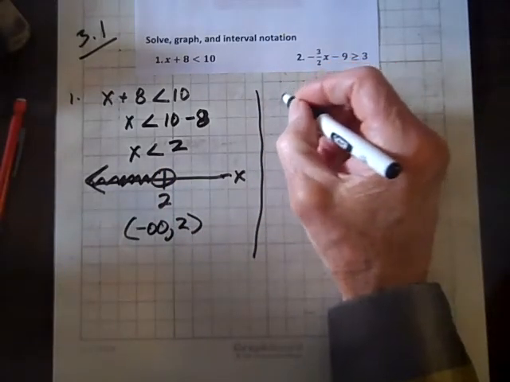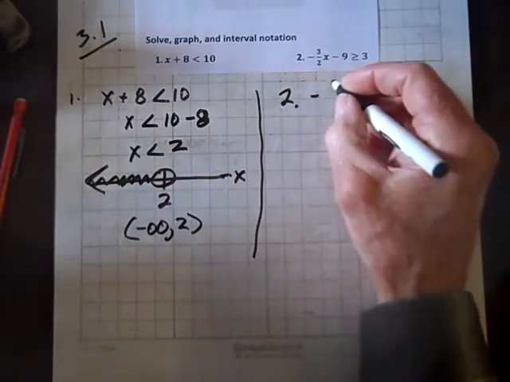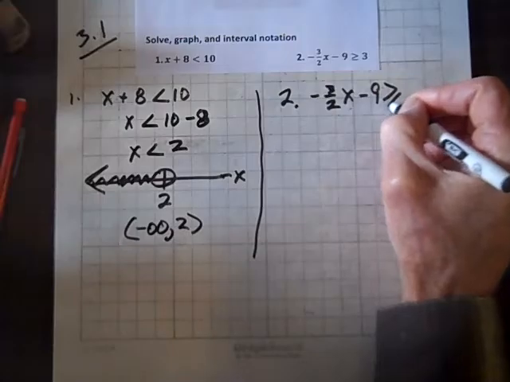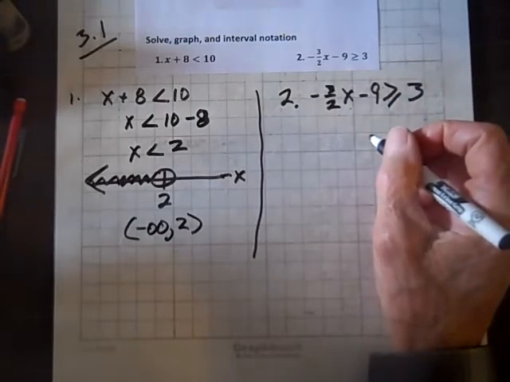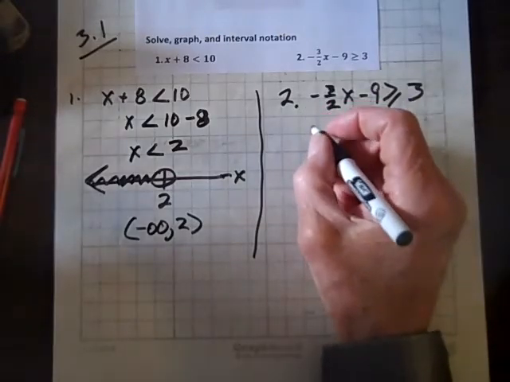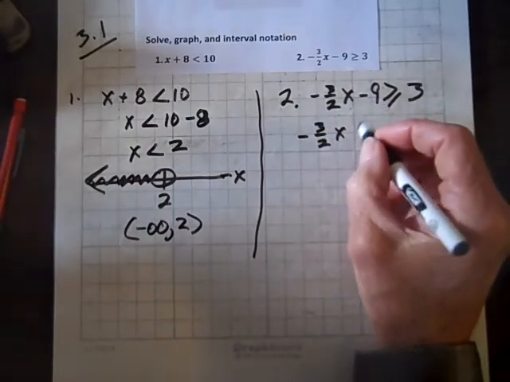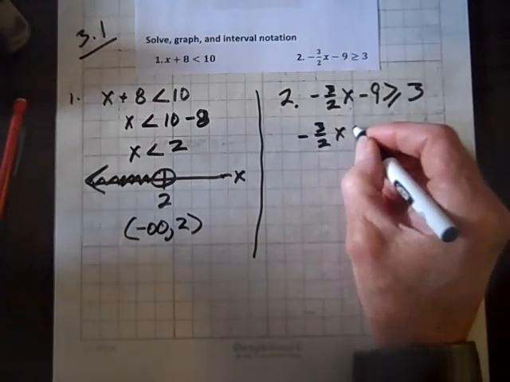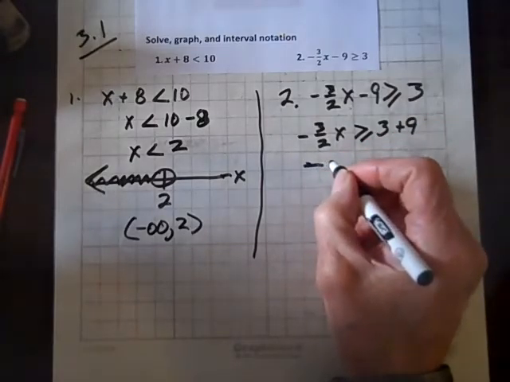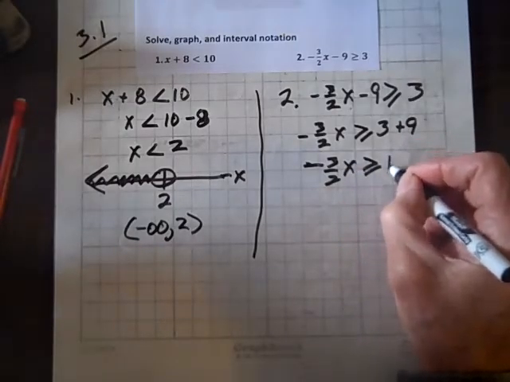Now let's do the next one, number 2, and we've got negative 3/2 x minus 9 is greater than or equal to 3. Well, our first task is to isolate the term with x in it. So to do that, we'll add 9 to both sides. So negative 3/2 x. And if we add 9 to this side, all we're left with is negative 3/2 x. If we add 9 to this side, we have negative 3/2 x is greater than or equal to 12.